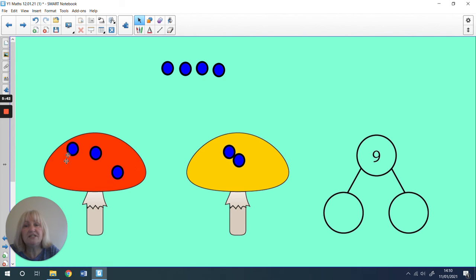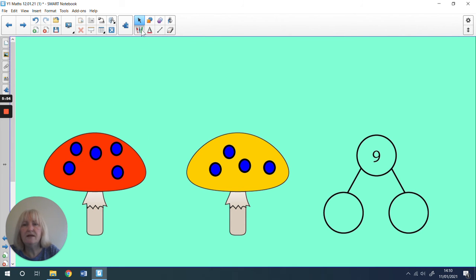You might do it randomly like this, or you might decide to do it in a certain way, a certain pattern that you might think of. Okay, there's my first way. So I've put 5, 1, 2, 3, 4, 5 on the first toadstool, and I've got 1, 2, 3, 4 on the second. And that's right. 5 add 4 equals 9 altogether. You can have another go. Think of different ways that you could divide those spots up.